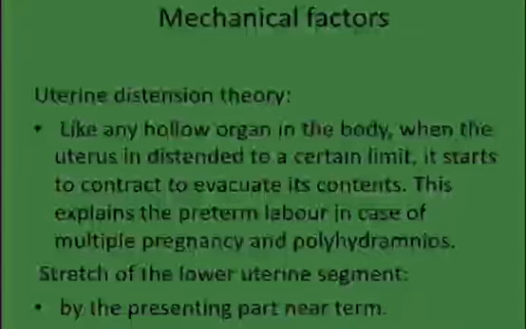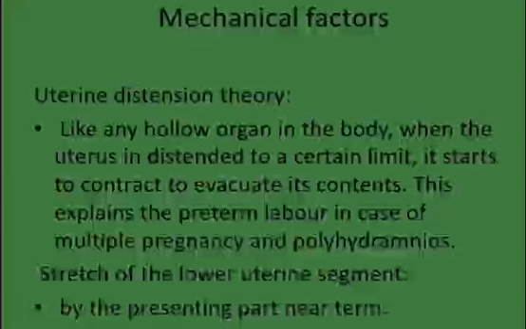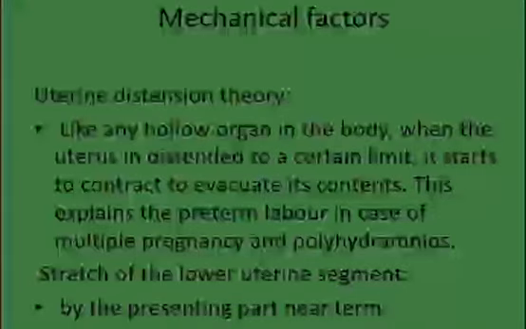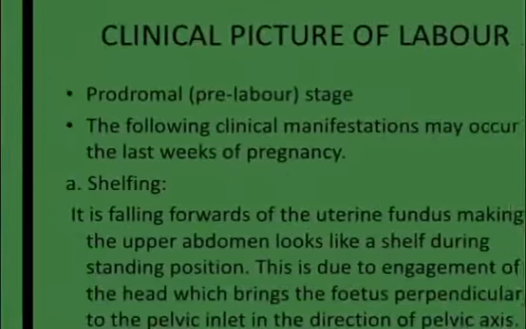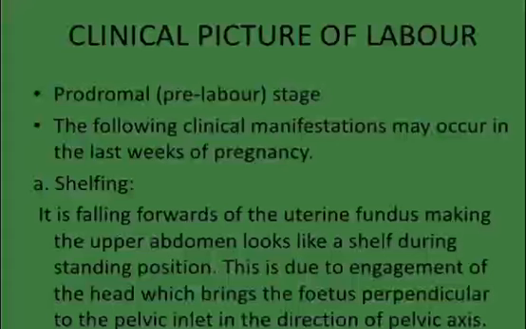Mechanical factors. Uterine distension theory. Like any hollow organ in the body, when the uterus is distended to a certain limit, it starts to contract to evacuate its contents. This explains the preterm labor in case of multiple pregnancy and polyhydramnios. Also, stretch of the lower uterine segment by the presenting part near term. Clinical picture of labor.